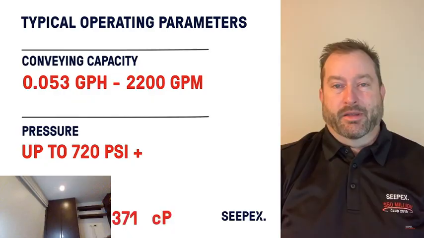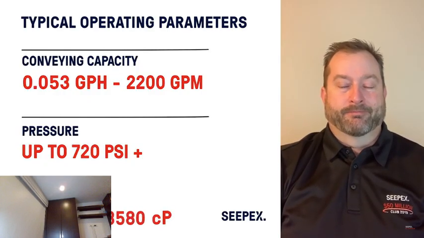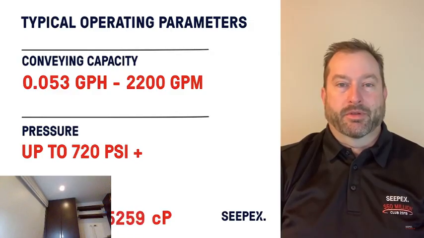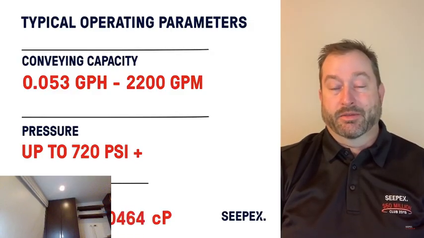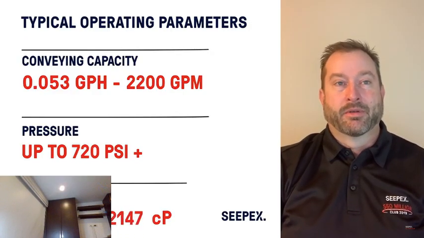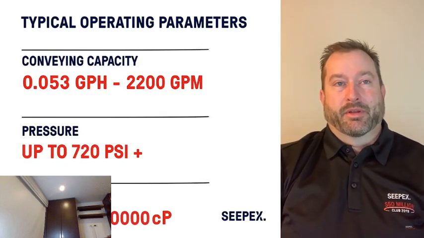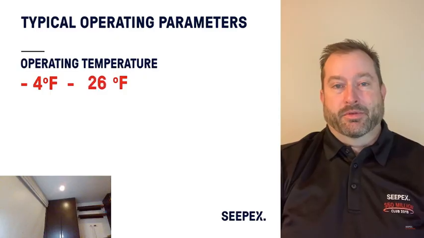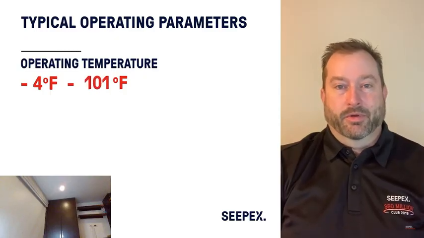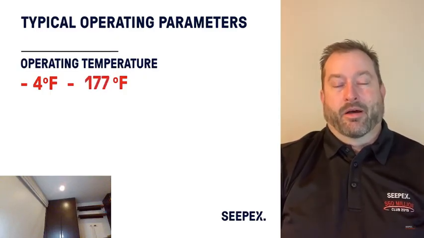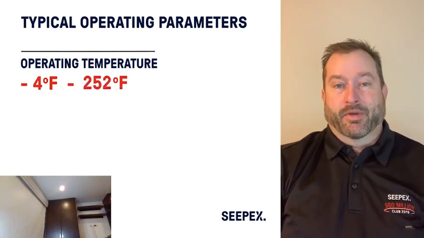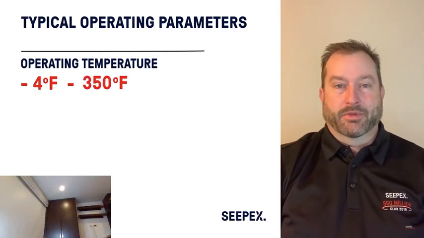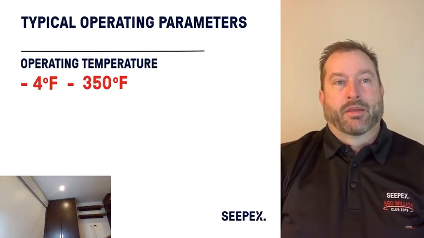Viscosities, we can handle any kind of fluids from alcohol, water-like fluids, all the way up to dewatered sludge cakes, which can be over 1 million centipoise. The pump has the ability to operate in low temperatures down to like -4 degrees Fahrenheit, all the way up to about 350 degrees Fahrenheit. Our limitations on the temperature are the elastomers we use in the stator.